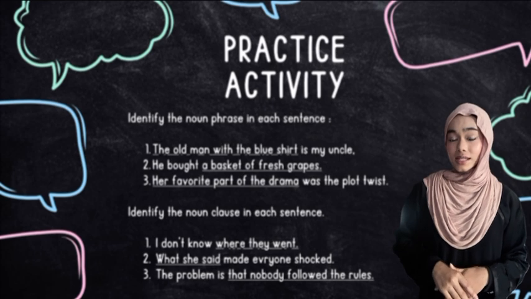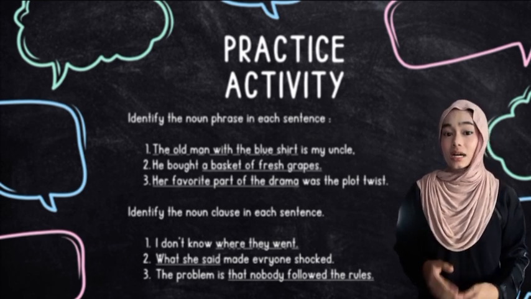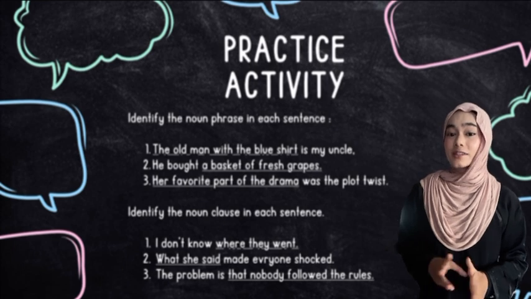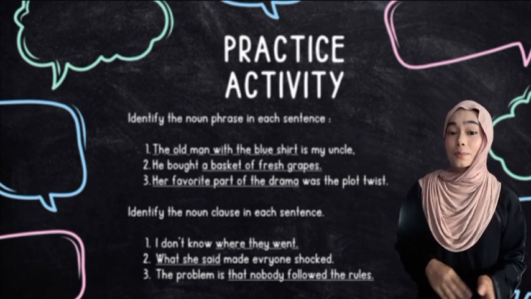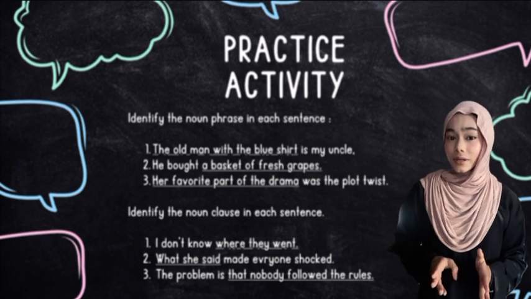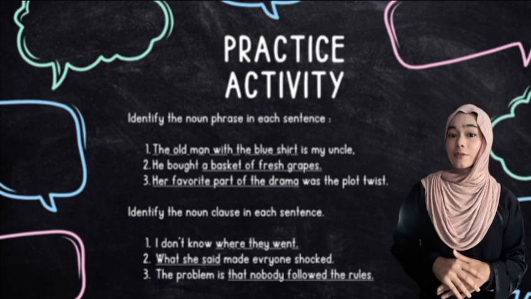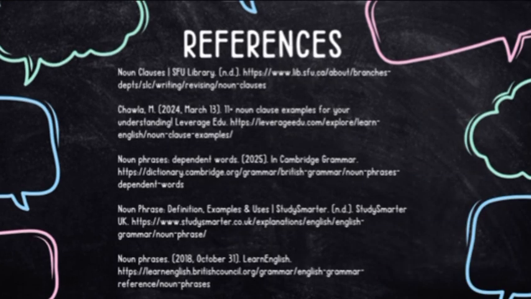And the second one is what she said made everyone shocked. Here, what she said is the noun clause serving as the subject of the sentence. And the third one, the problem is that nobody followed the rules. In this case, that nobody followed the rules is the noun clause functioning as a complement after the linking verb is.